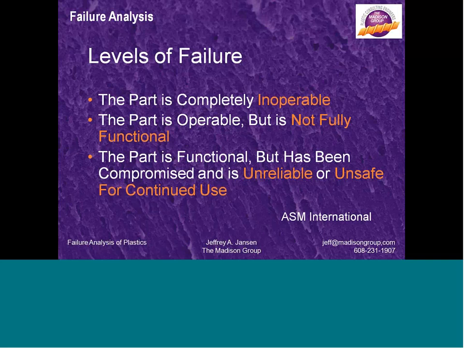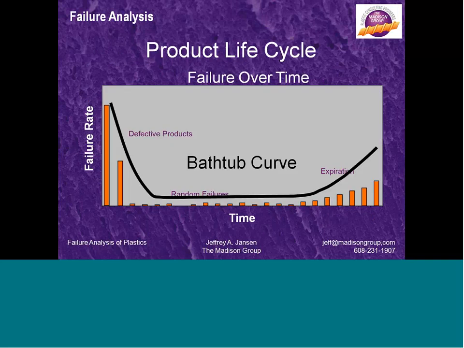And finally, the part is functional, but it has been compromised and is unreliable or unsafe for continued use. A clear example is a polyethylene transmission gas line that might be buried underground. The part might not be cracked or broken, but if it's deemed to have been compromised, then certainly it has failed because it's no longer safe and has to be replaced. So those are the three different types of failure that we can get.